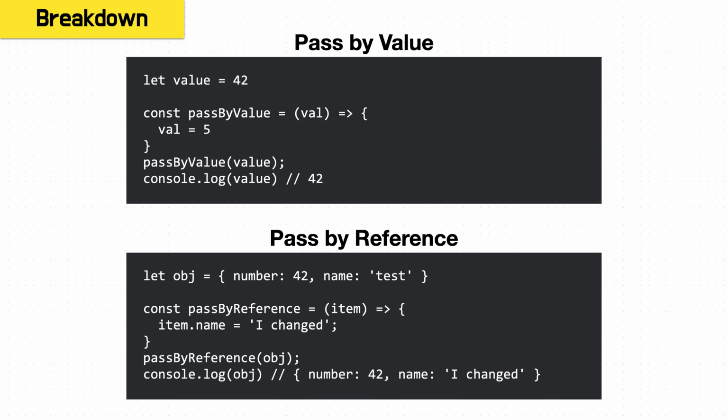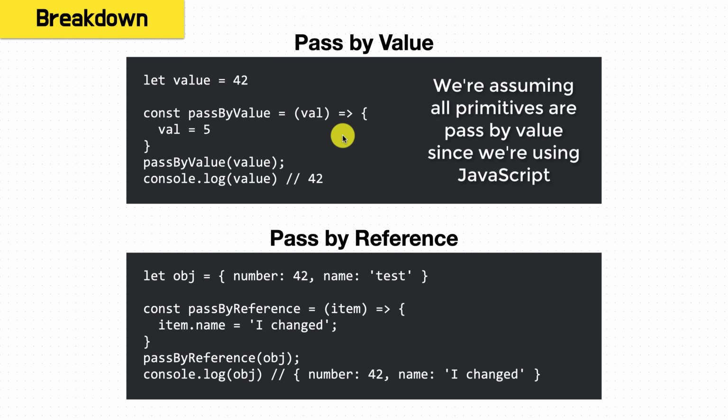Another important concept when discussing pointers is pass by value and pass by reference. Once again, we're going to keep it high level just to understand the concept, but we're going to have two functions, and we're going to be using JavaScript as the example. So for primitives, they're always passed by value. So if we have this function pass by value, we declare the variable value, which is 42. When we call pass by value and pass it in this variable, we set val equal to 5, but it doesn't change the original variable.